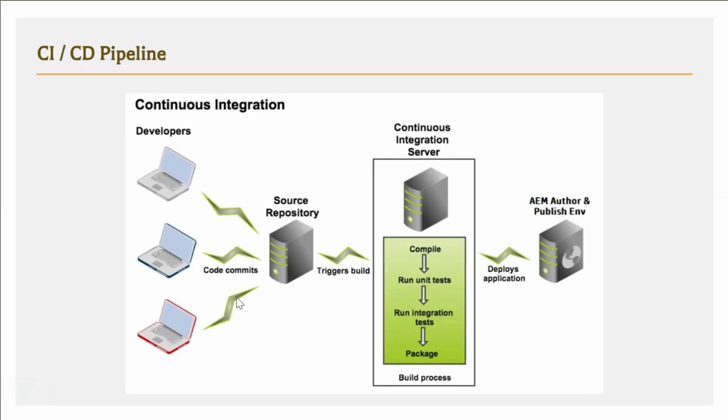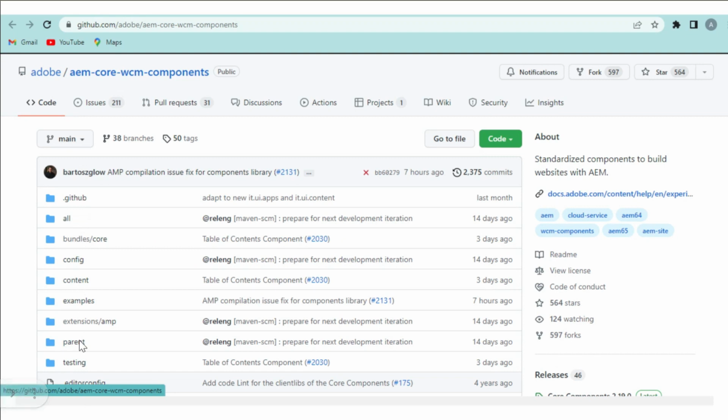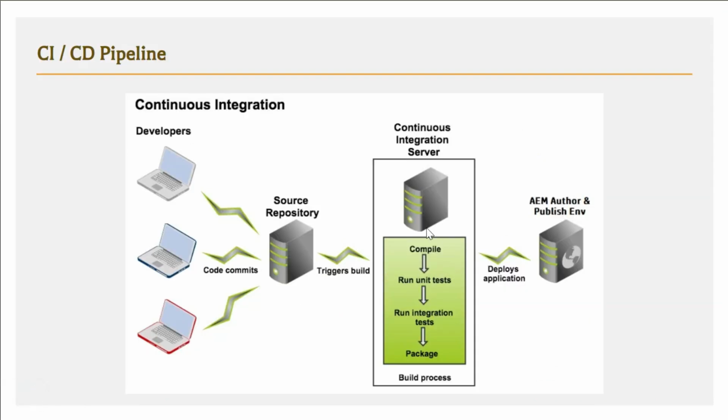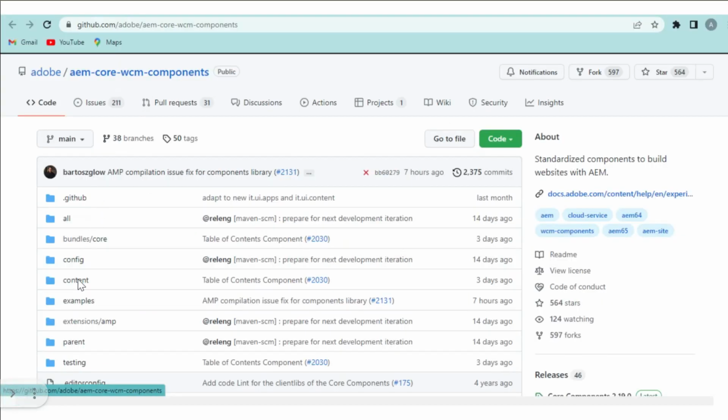Once it is merged, a build will trigger. This is called the continuous integration and continuous deployment server, CI/CD. Once the code is merged, a build gets triggered and this entire code which you are seeing here will get compiled, all the unit tests will get run and all the integration tests also will get run, and then if they are successful, finally it will create a package. Package is just like a zip of all this code which is existing here.